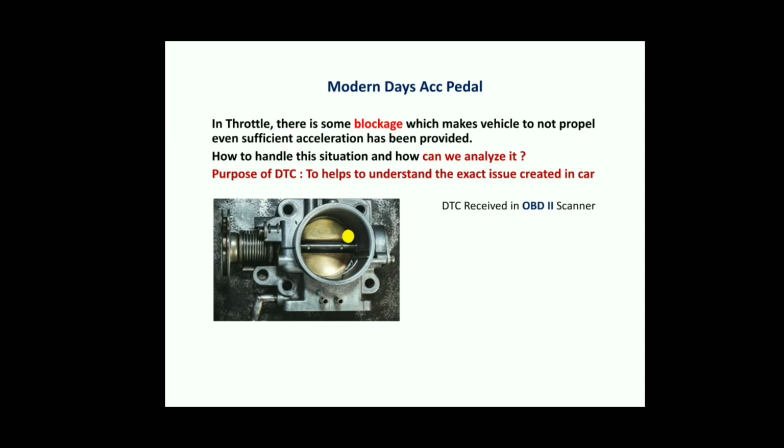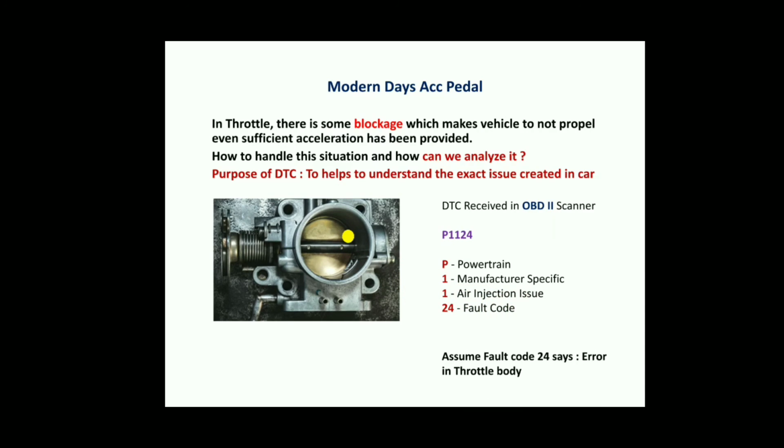The DTC received on the OBD2 scanner is P1124. P is the powertrain, as this is part of the powertrain, and 1 is manufacturer specific. Again, 1 is the air injection issue. Since we are dealing with the throttle, it is an air injection issue, because there is a blockage in this, and 24 is the fault code. Assume fault code 24 says error in the throttle body. So this is the DTC that has been received, and this is the way to diagnose the fault.